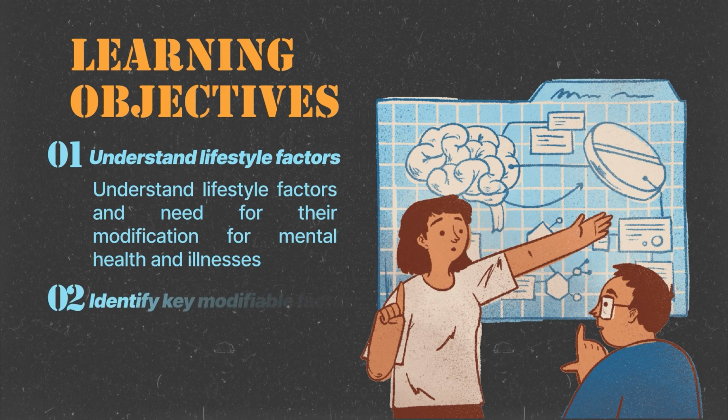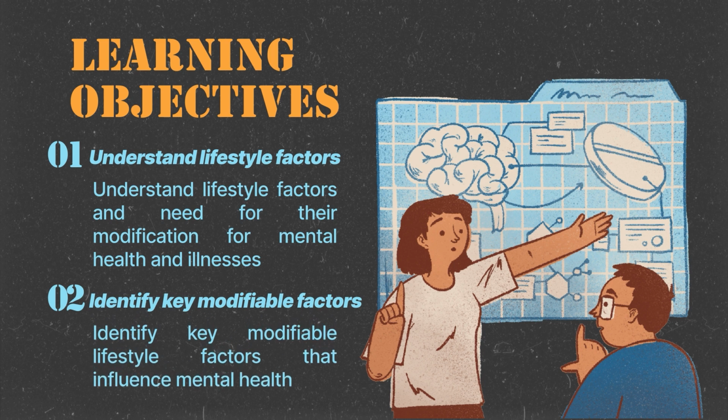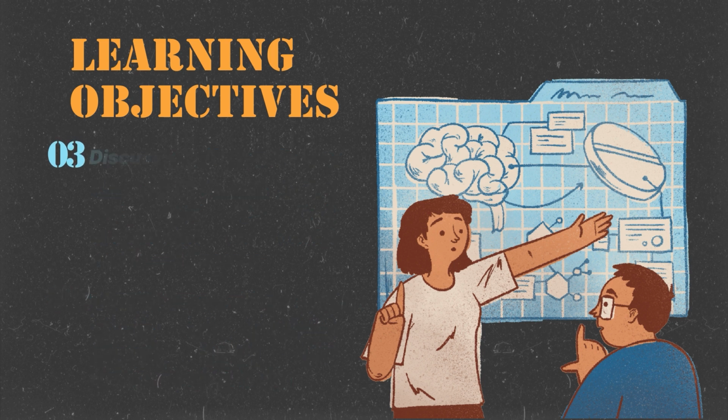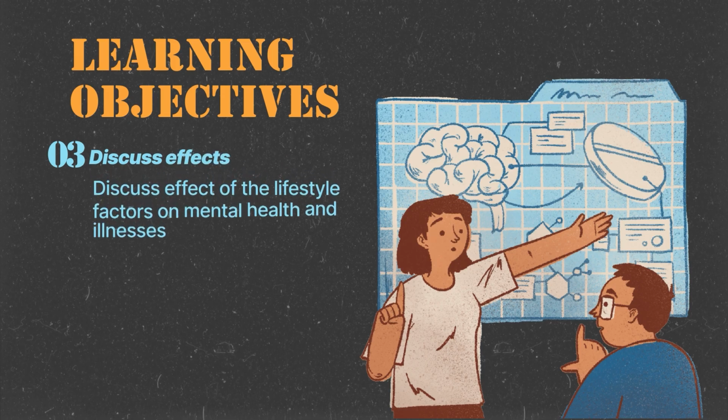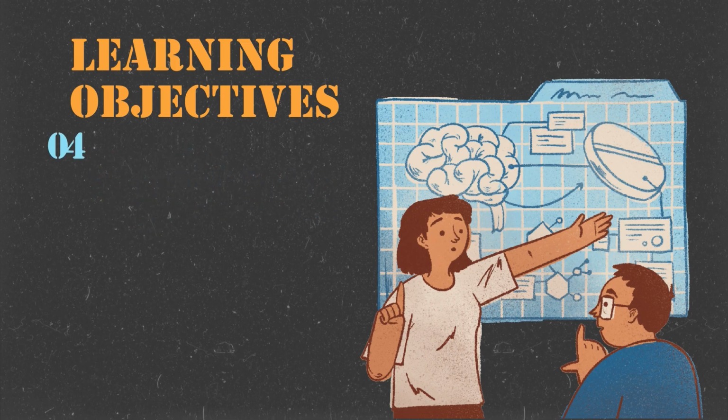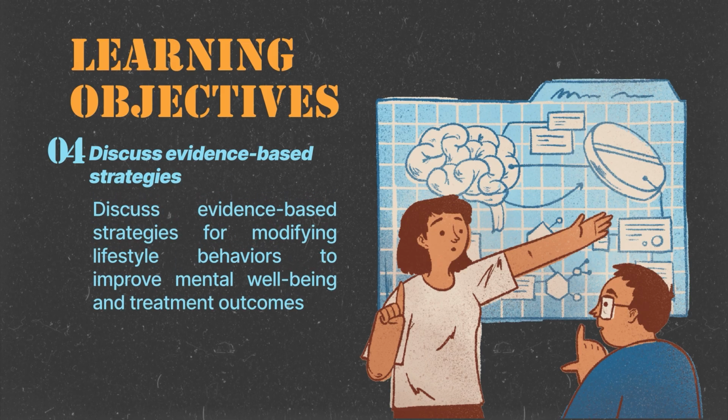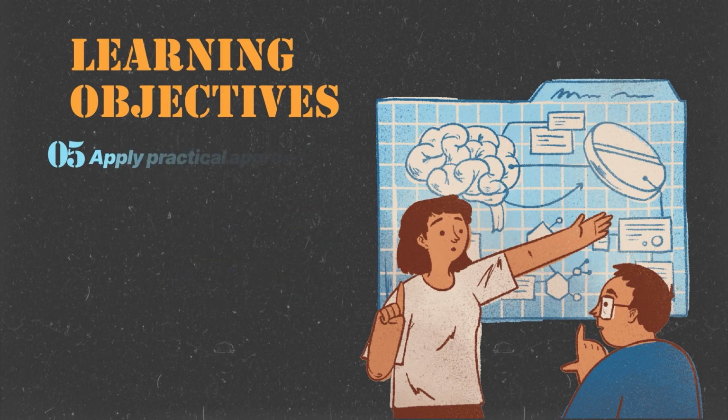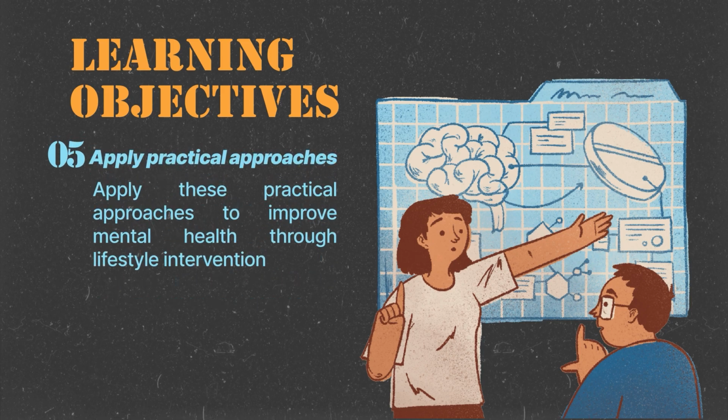They should also be able to identify key modifiable factors that influence mental health significantly. They should also be able to discuss their effect on mental health as well as mental illnesses. Further, they should be able to discuss the various evidence-based strategies available to modify these lifestyle factors. And lastly, but not the least, they should be able to apply these practical approaches to improve mental health through lifestyle interventions. So these are the learning objectives of this module.